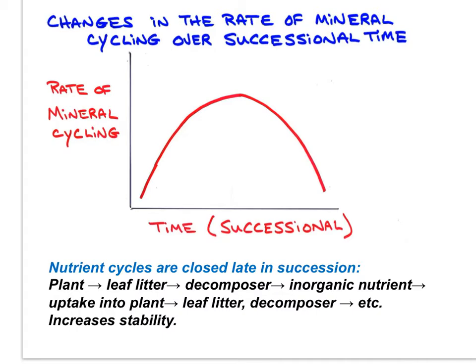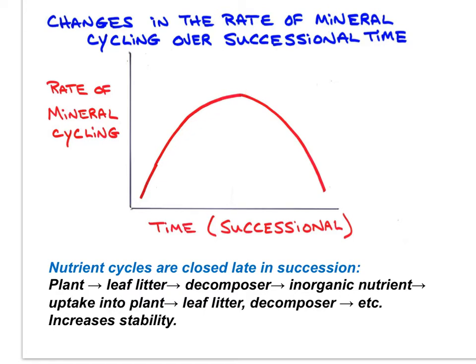Here's a graph showing the rate of mineral cycling over successional time, and you can see that the rate of cycling is low in the earliest moments of succession, before there are significant quantities of organic matter and before the development of a decomposer community. Mineral cycling rises as both organic matter and the decomposer community increase as well.